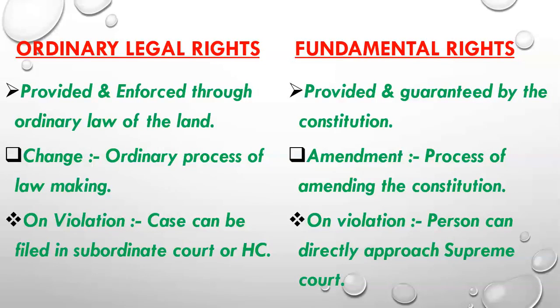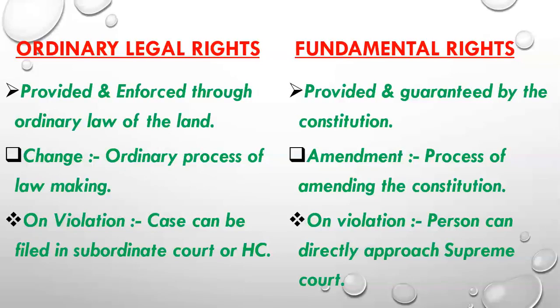Now friends, what is the second difference? If you want to change an ordinary legal right, then in order to make any change or amendment in the ordinary legal right, the ordinary process of lawmaking is sufficient. Only the ordinary process of lawmaking can change any ordinary legal right. So what is the ordinary process of lawmaking? We know that the ordinary process of lawmaking is simple majority. And what is simple majority? Simple majority means more than 50% of the members present and voting. And simple majority can easily be attained.